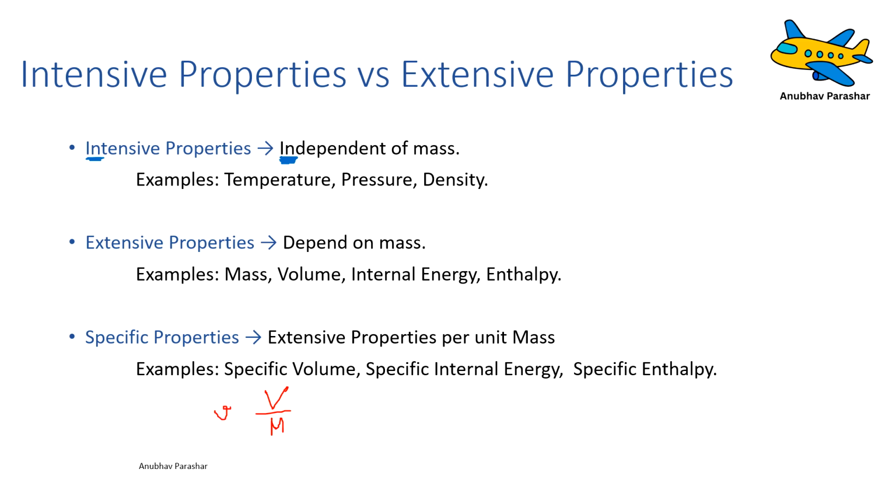See, extensive properties you represent by capital letters, whereas the specific properties we represent by small letters. Small u is equal to internal energy divided by mass. Specific enthalpy, small h, is equal to enthalpy of the system divided by the mass of the system. So whenever you are expressing the extensive properties on a per unit mass basis, we call them specific properties.